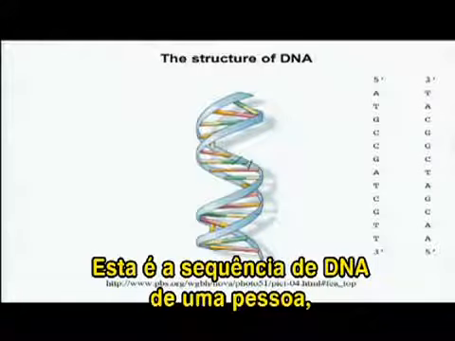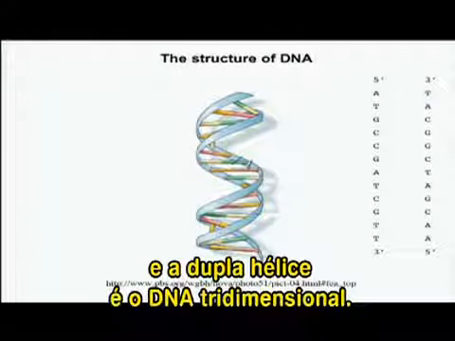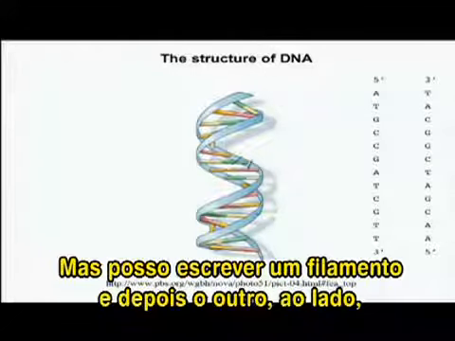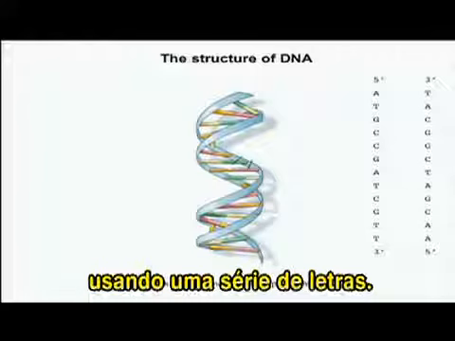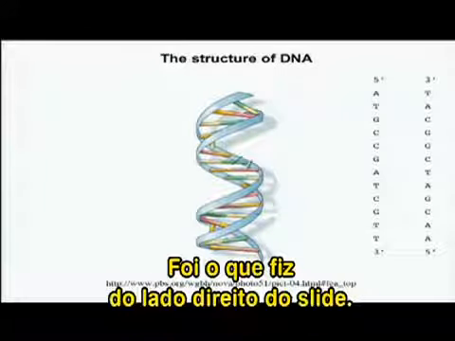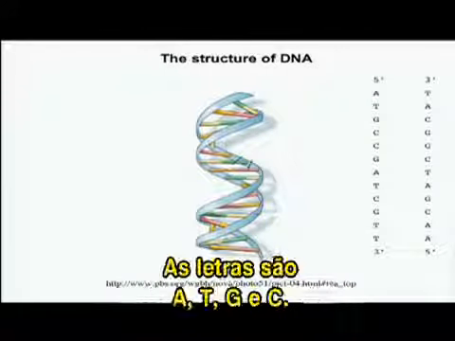So here's a sequence of DNA from a person. The double helix that you see is the 3-dimensional structure of DNA. But I can write out one strand and then write out the other strand next to each other using a series of letters. And that's what I've done on the right-hand side of the slide. These letters are A's, T's, G's, and C's.